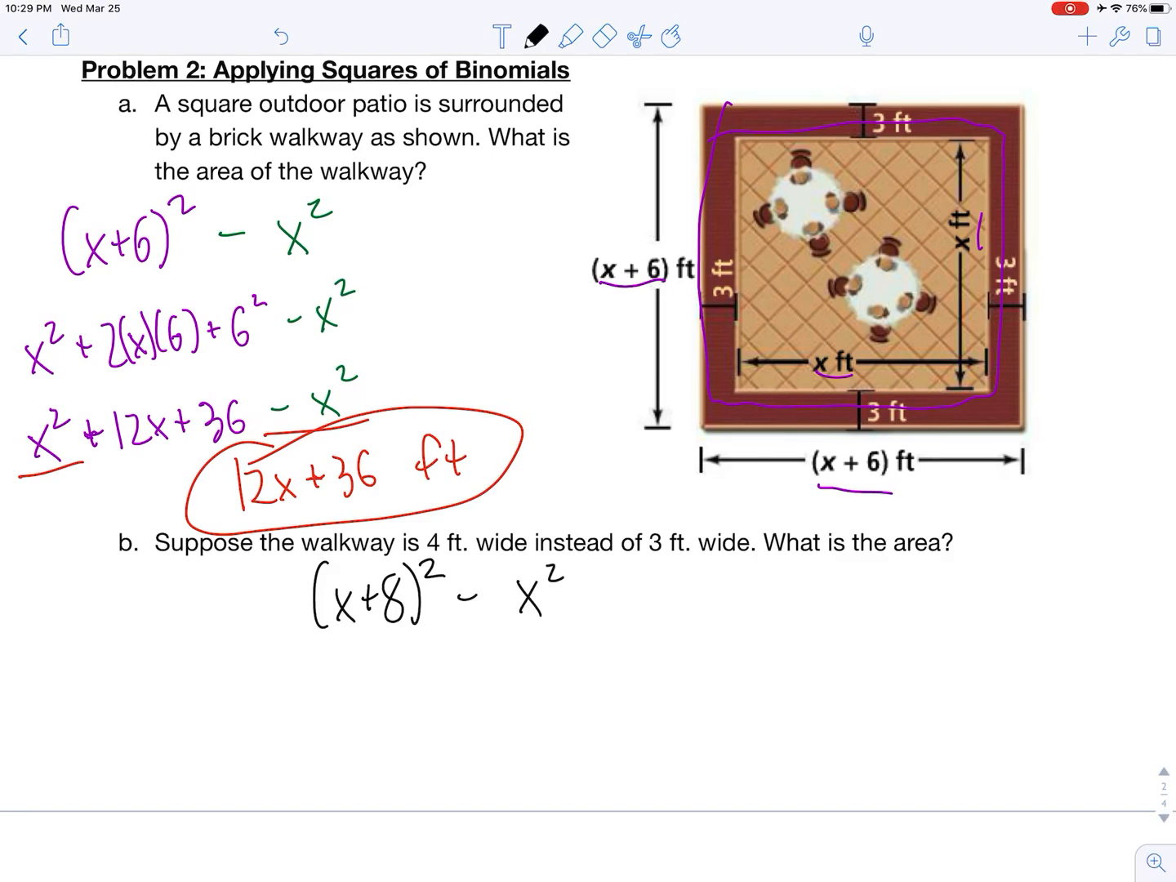Which again, x plus 8 is coming from that 4 foot wide patio, but that's on both sides. So see if you guys can simplify that. I think that's going to be a lot like that last question. Again, all we got to think of is how can we follow our shortcut to simplify that binomial. And if you're afraid of using that shortcut, remember you can always fall back and use your methods from 8.3.